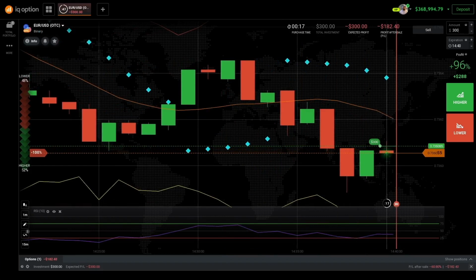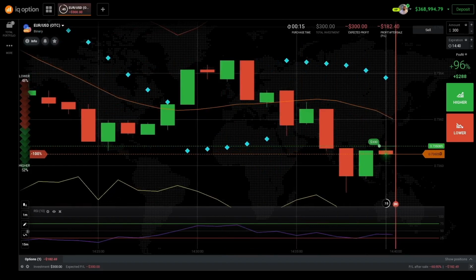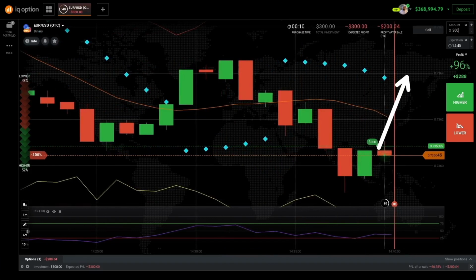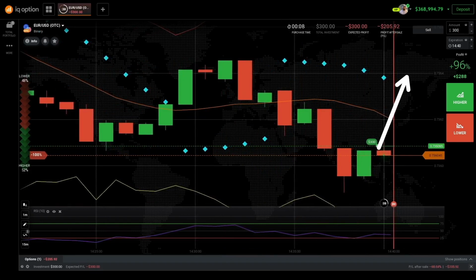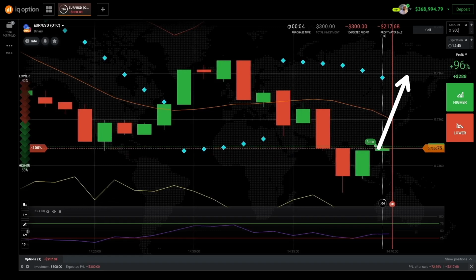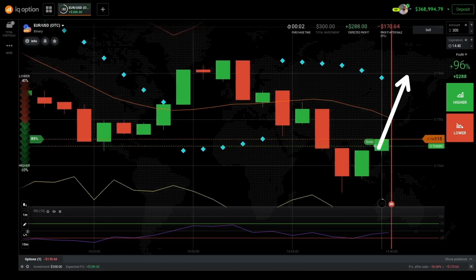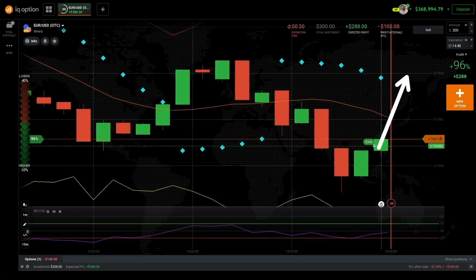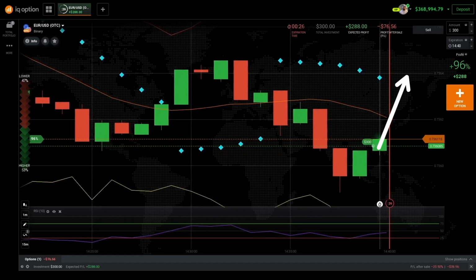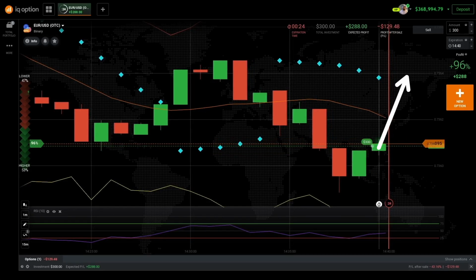Another uptrend or an up candle. This candle is going to be green. Remember, this candle is going to be green. This is just a reminder, this is not magic. I'm not using magic. I'm using simple technical analysis. I'm using my method, my strategy, and that's it.